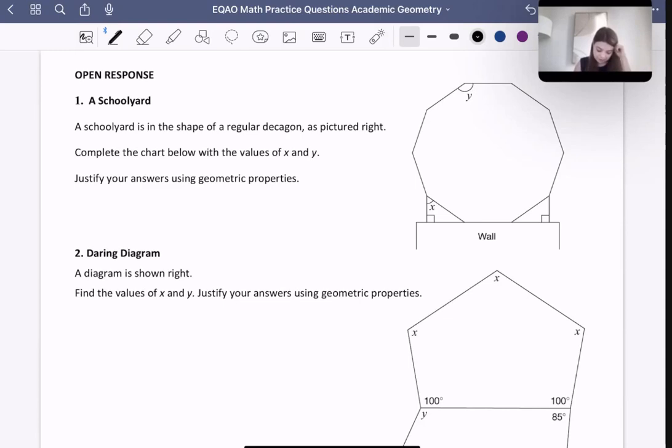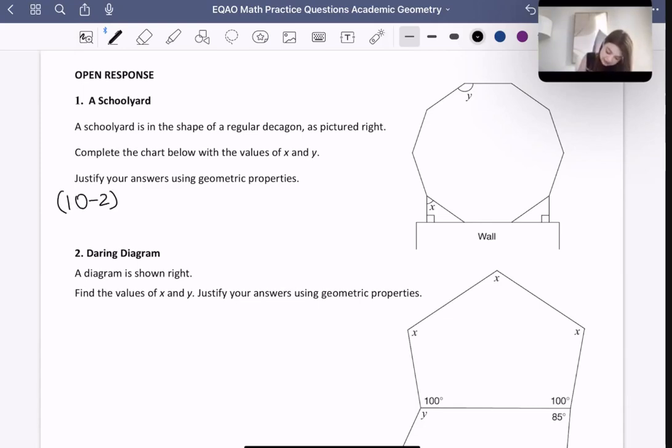Complete the chart below with values of x and y. Justify your answers using geometric properties. Okay, so if it's a decagon, the first thing they want us to find is what one of the angles is. Now, to find out what one of the angles is, if we figure out the total number of degrees, the sum of all the interior angles, and then we divide by 10 because there's 10 angles total, we can find y. Okay, so to do this, we have 10 minus 2, right?